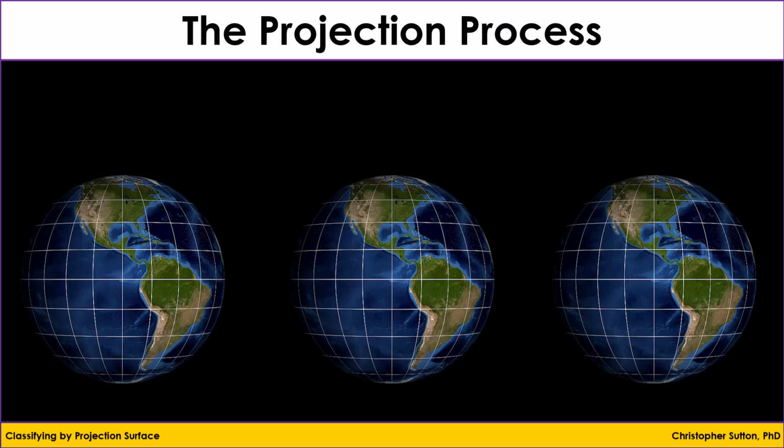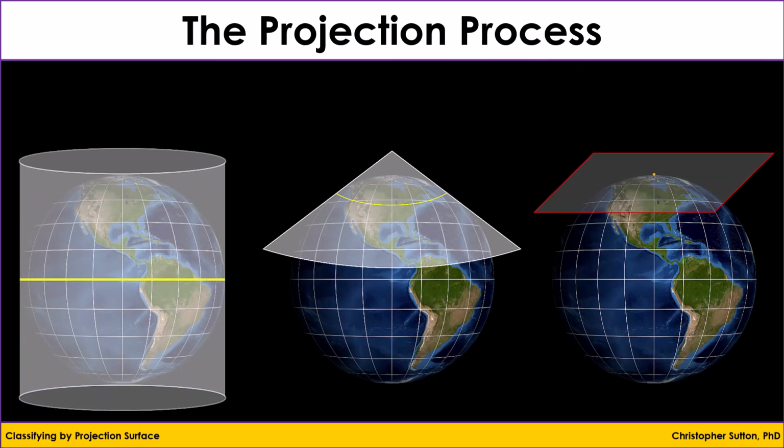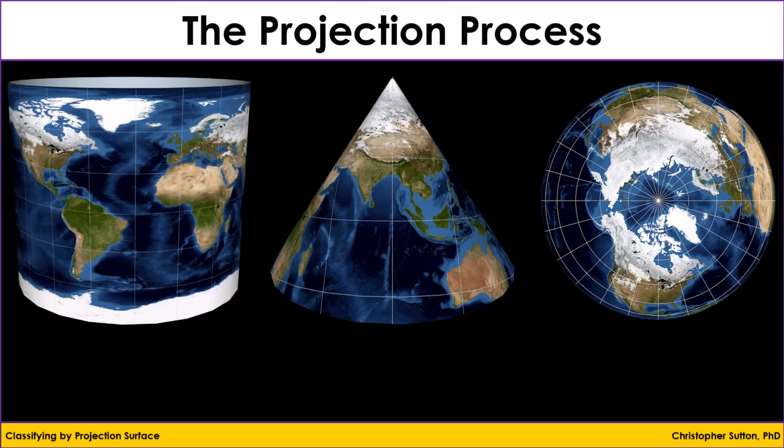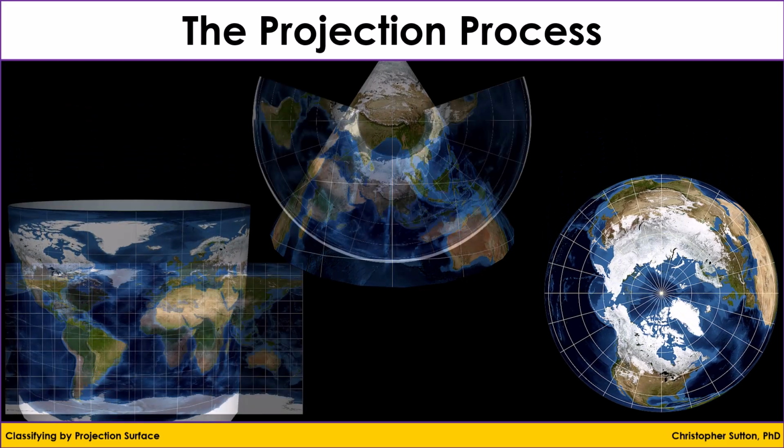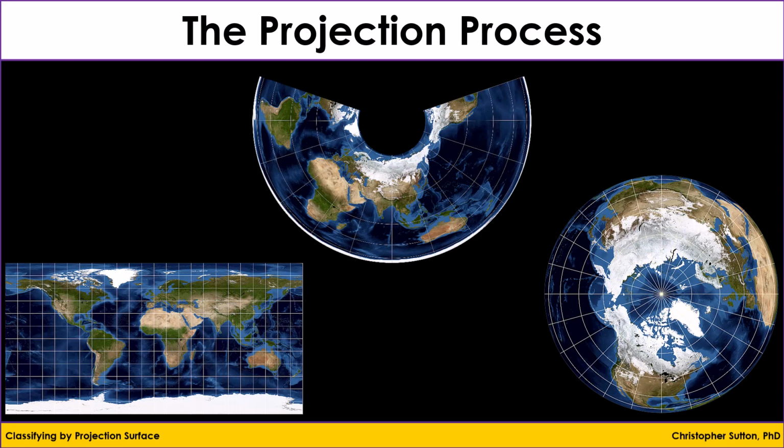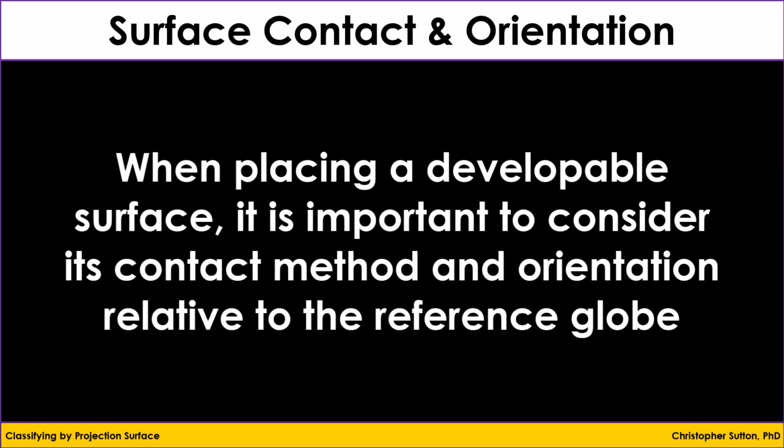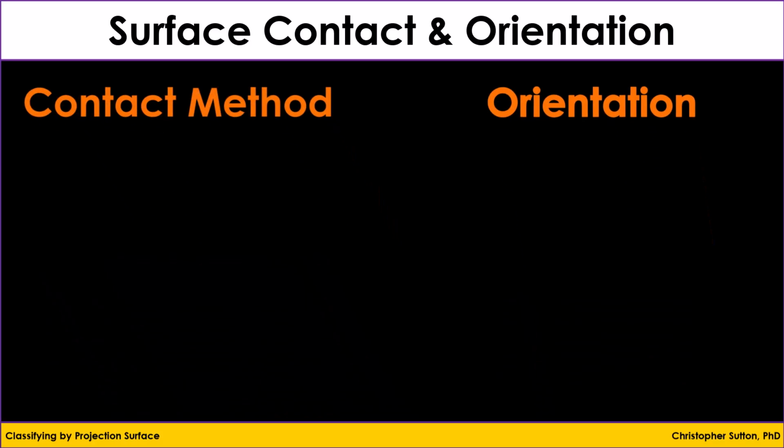Creating map projections using developable surfaces is a multi-step process. The first step is to position the surface over a representation of Earth known as a reference globe. Once Earth's features are projected onto the surface, the cylinder and cone are unrolled to a flat map. A plane is a flat surface by default. When placing a cylinder, cone, or plane, we typically consider the surface's contact method and orientation relative to the reference globe. The contact method for a developable surface is its case, and the orientation is its aspect.